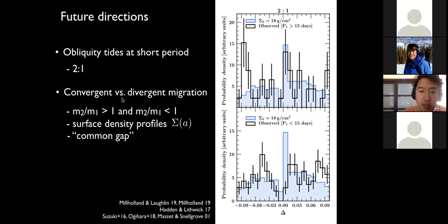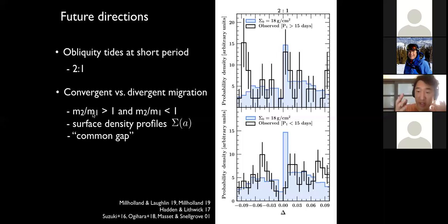Here's another issue. We need the planets to converge when they migrate, to lock into resonance. Whether they converge or diverge depends upon the mass ratio. It's amazing what we know now. This is really nice work by Hadden and Lithwick, on transit timing variations, solving for the masses of these planets. The outer one is just as likely to be more massive than the inner one, and it's just as likely for the inner one to be more massive than the outer one. So you might expect 50-50.